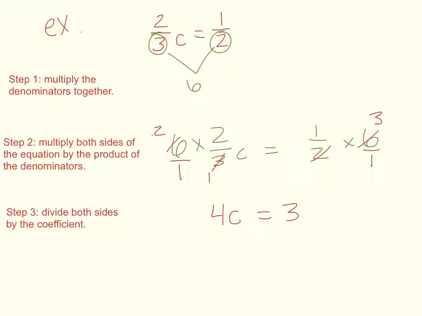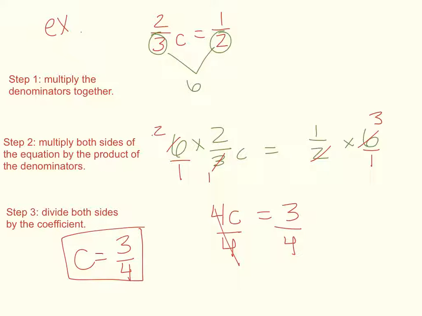Okay. And now all I have to do is divide by that coefficient. So 3, divide both sides by 4. These cancel. And here I have 3/4. So c equals 3/4. And there's my answer. So just what I did is I multiplied the denominators together. I took 3 and 2. That gave me 6, and multiplied both sides of the equation by that 6.